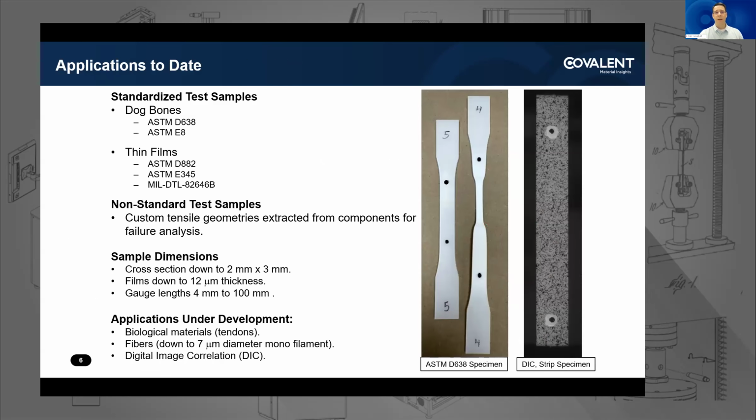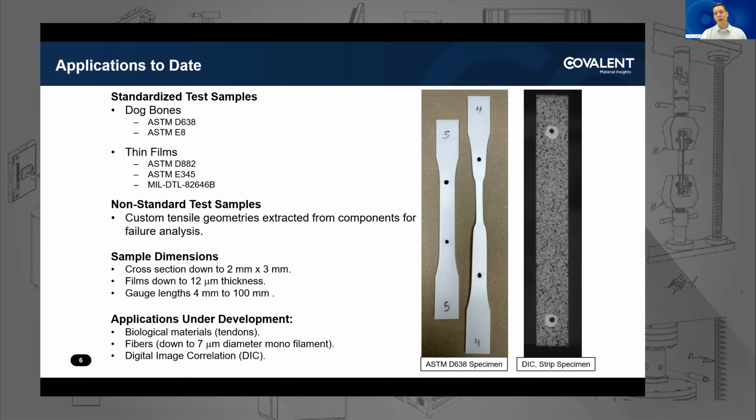This slide highlights in some detail the different types of applications we've studied. Obviously, we do standardized test samples, tensile dog bones. You can see in the figure on the right some polymer tensile dog bones tested under ASTM D638, both before and after testing. We've tested thin films, and I'm going to provide some specific data showing some of our thin film testing, which highlights the quality of output we get from the extensometer.